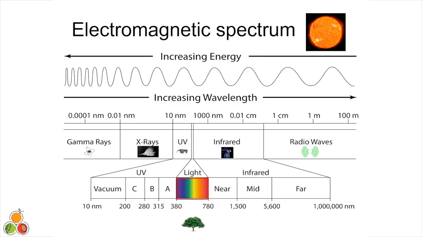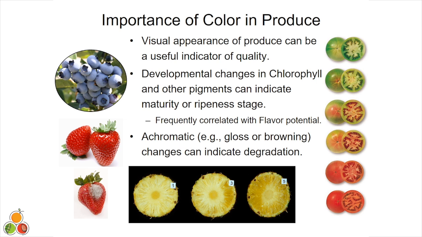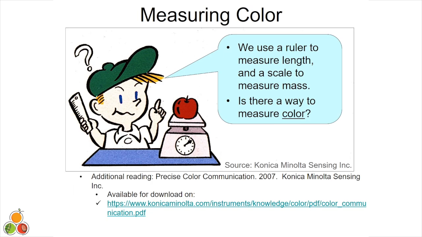But we still rely, even though it doesn't typically relate directly to the maturity of the product and so on, exclusively on color, in many cases, to look at the quality of the product. Why? Visual appearance is extremely important. It also relates to the development changes in chlorophyll and other pigments, and in some cases, ripeness and maturity. It's not always the case, but generally speaking. And we can also detect some issues like gloss or browning or achromatic effect of what we can see here in the pineapple. But how can we measure color?